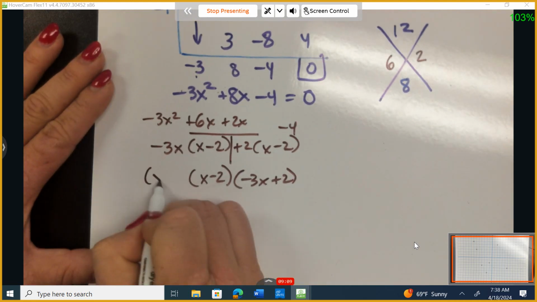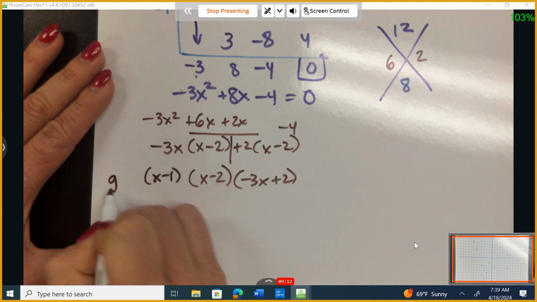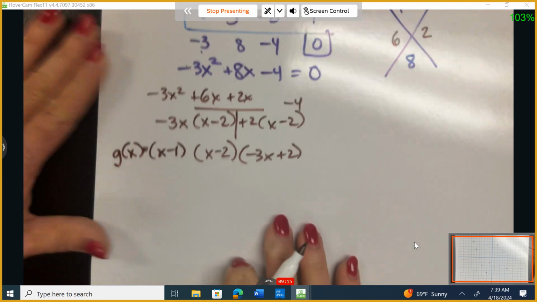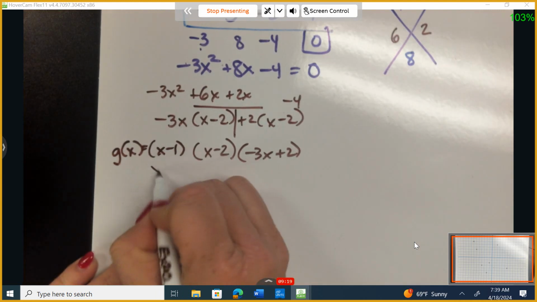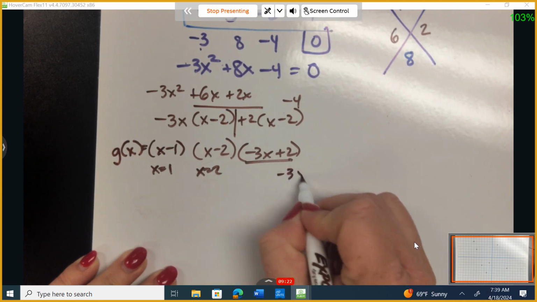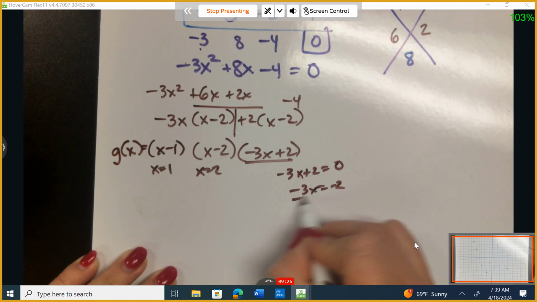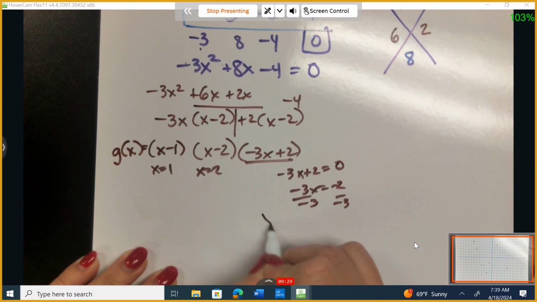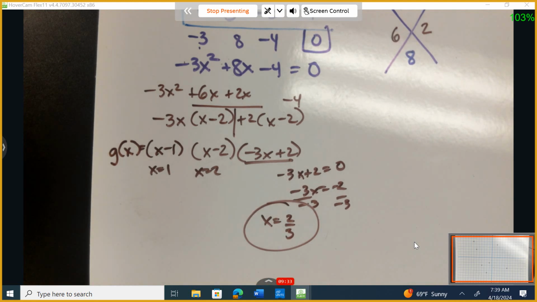So I could write it in fully factored form, and if this is g of x, I think it was, right? This is my g of x. So what is the final 0 we have not accounted for? This is 1, this is 2. I'm going to set this equal to 0, and I'm going to solve. First thing I'm going to do is subtract 2 to the opposite side. Then I'm going to divide by negative 3, and I get an answer of positive 2/3. That is the third and final 0.